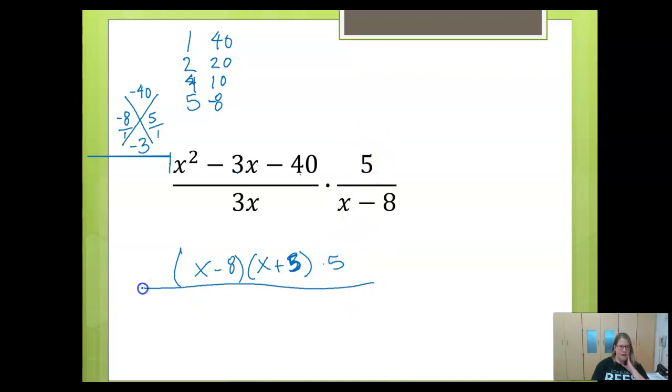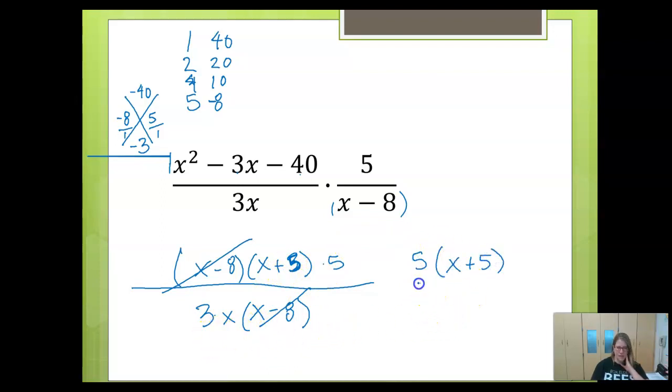And all of that is going to go over 3 times x times, and remember, x minus 8 is grouped together, so when I write it next to 3 times x, I'm going to have to put parentheses around it. And then just look for all of the matching factors, which in this case is just x minus 8. X plus 5 times 5 is going to have to stay like that, and 3x. So there's nothing else that will cancel here, so that's my simplified expression. I could multiply the 5 through and write it as 5x plus 25. That would be fine too, but I'm going to leave mine like this.